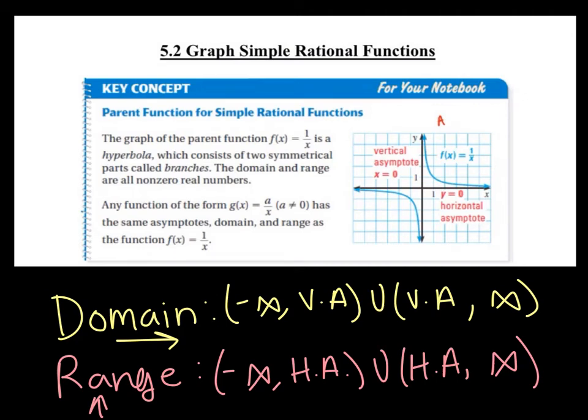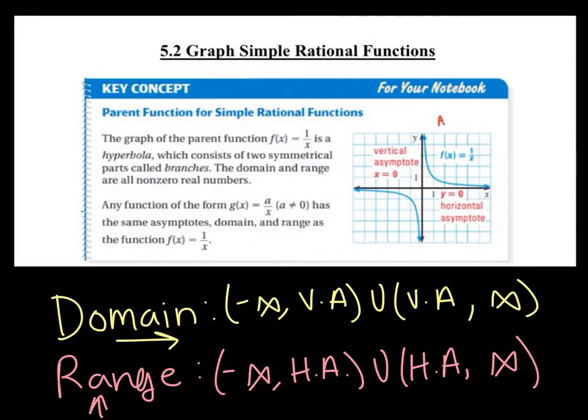Simple rational functions, and remember, rational means able to be put in a fraction, so these are going to be functions that are fractions where you're going to have an x maybe either in just the numerator or denominator or both. So the parent function of a simple rational function is 1 over x and is called a hyperbola. A hyperbola consists of two symmetrical parts and they are called branches. So that's these guys right here.